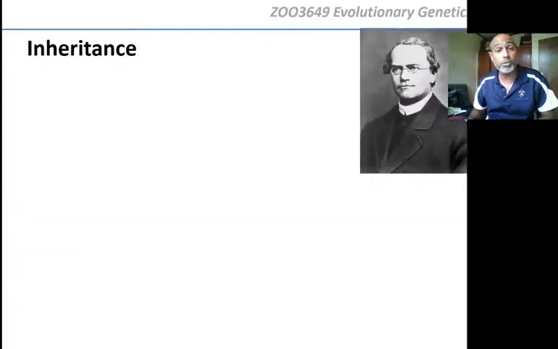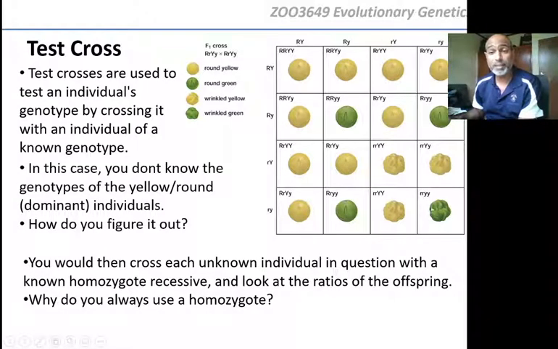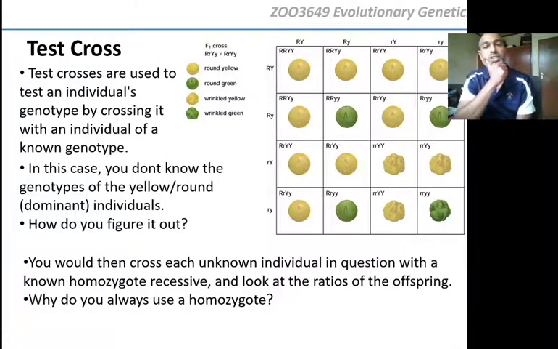And why do we always use a homozygote? Because if we didn't use that, we wouldn't be able to tell. So for example, if you mate this homozygous recessive with this round yellow, I can see immediately, if you mate this one with this one, look at the alleles. I can tell you now that not one of the offspring is going to be anything but round yellow.